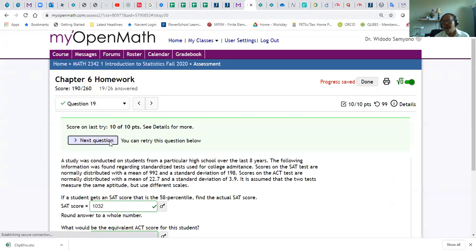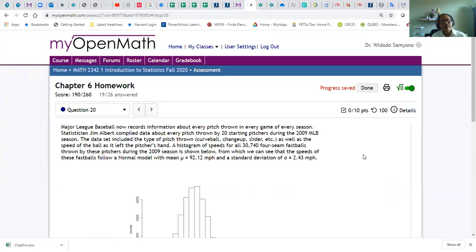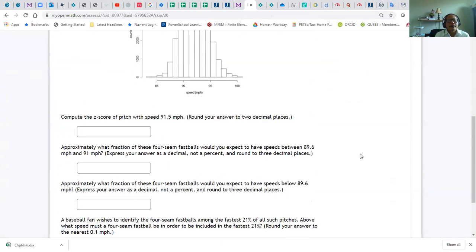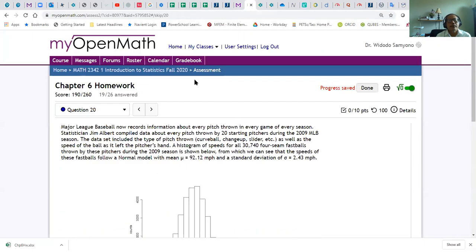Okay, let's go to number 20 now. First you need to change the number to the z-score. You can subtract the mean from this and divide by the standard deviation. So that's number 20, right?